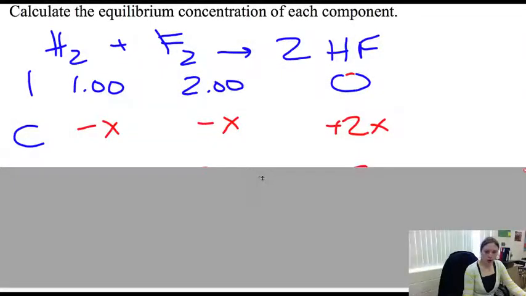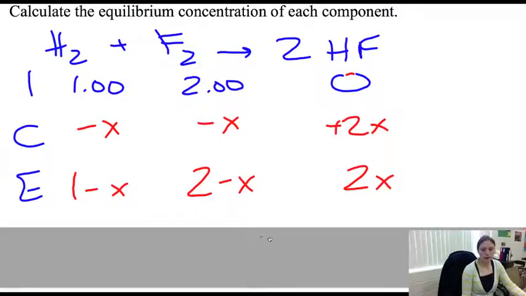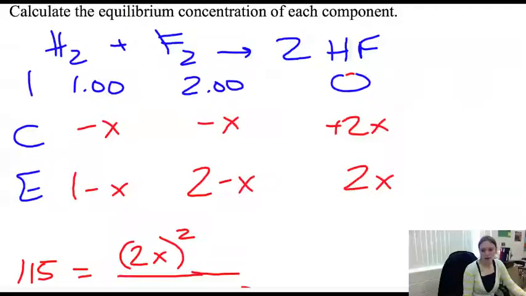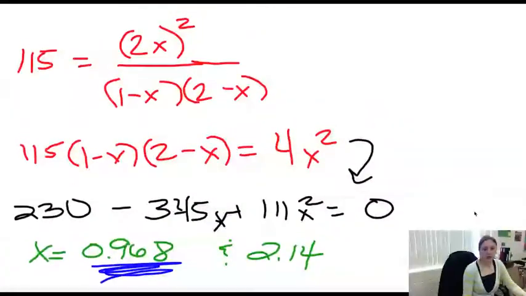So I add straight down a column to get my equilibrium, which is the 1 minus x, the 2 minus x, and then the 2x. And then all we do is plug it into our K expression. So I get 115 equals 2x squared over 1 minus x times 2 minus x. You have to FOIL a little bit and get your quadratic equation.